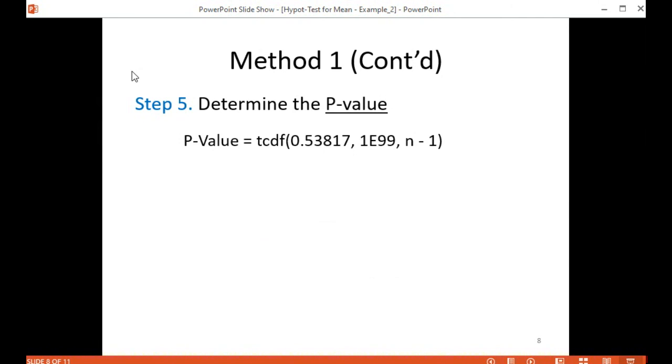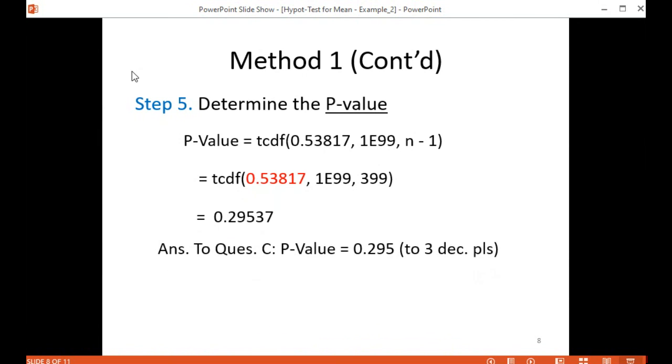So you go from 0.53817 to 1e99, and remember that this function takes the degrees of freedom. The degrees of freedom is 1 less than n. So let's substitute that in there, and then finally we'll find the value, and the value is 0.29537. This value would be the answer to the question, what is the p-value?